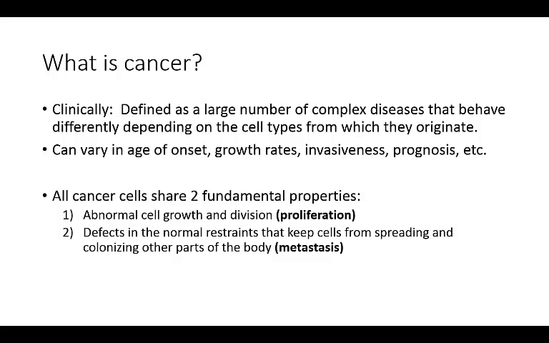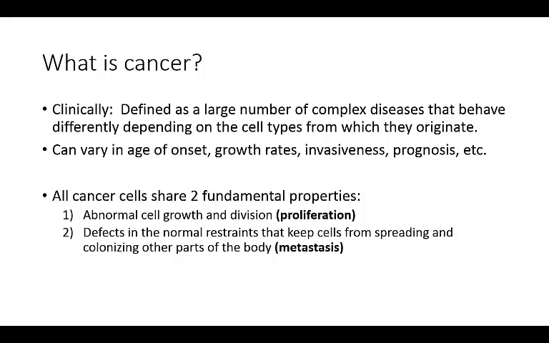So cancer is one of the negative effects that can lead from mutations. Cancer is something that is very difficult to define clinically, because there's a large number of complex diseases that behave differently, and it depends on the cell types from which they originate. So somebody who has, say, lung cancer might have a very different phenotype than somebody who has breast cancer or uterine cancer, or maybe brain cancer. These cancers can vary in onset, age of onset, growth rates, invasiveness, prognosis, etc.